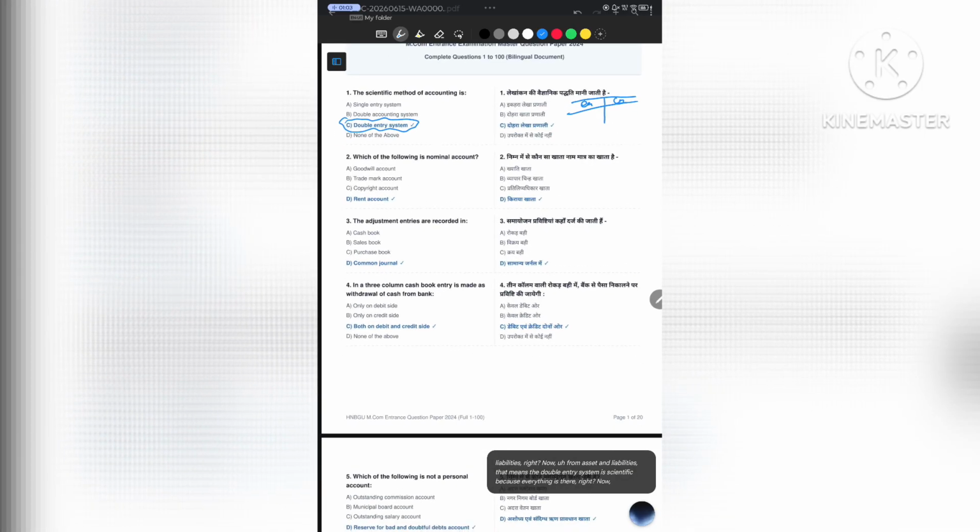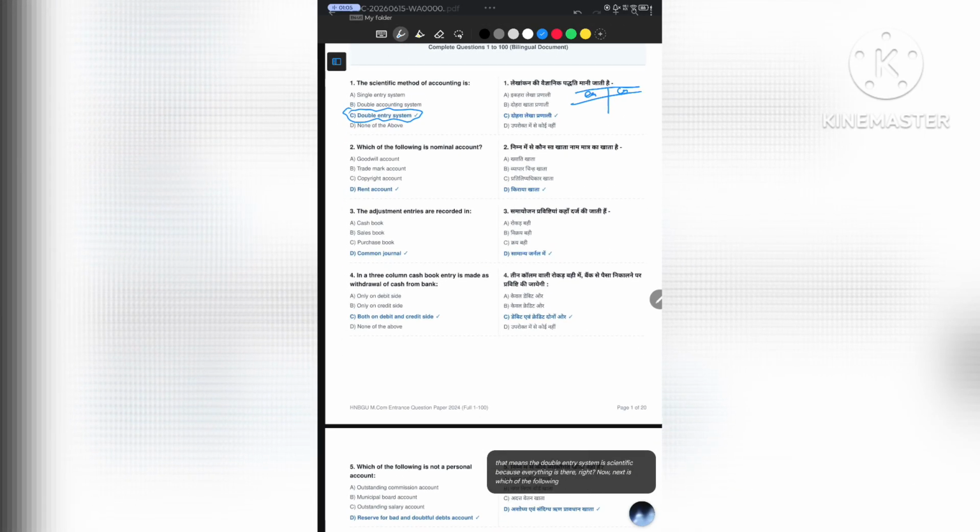Now next is which of the following is a nominal account. A nominal account is an account in which you are doing the transaction and all that, and you would not do that in goodwill account, trademark account and copyright account. So rent account is the one.